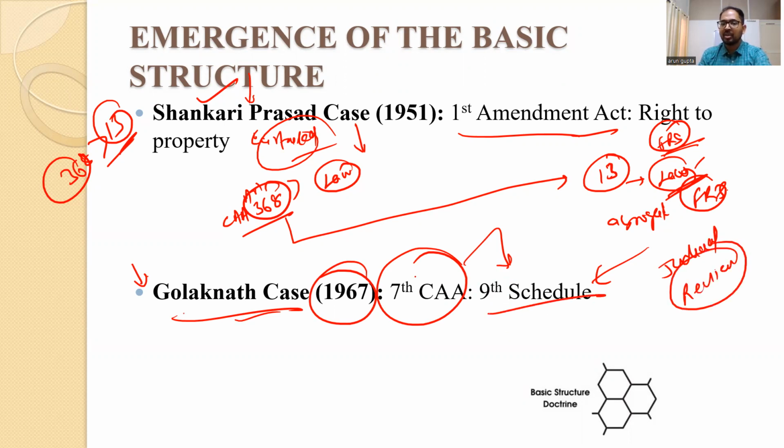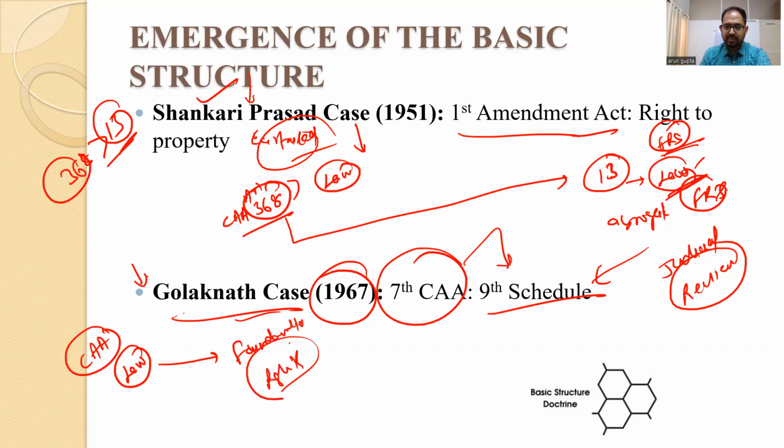So here also, the court opined that a Constitutional Amendment Act is also like any other law. Hence, it cannot be used to amend the fundamental rights of any citizen. So whatever the court pronounced in the Shankari Prasad case of 1951 was reversed in the 1967 Golaknath case. So this has been a longer tussle between the Parliament and the courts.